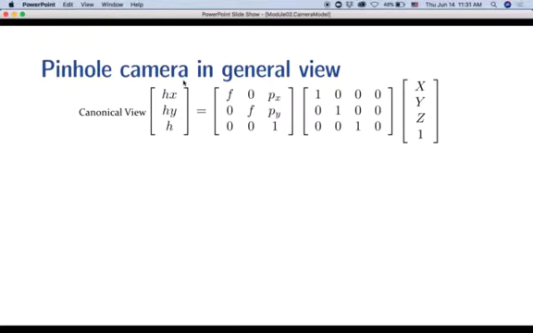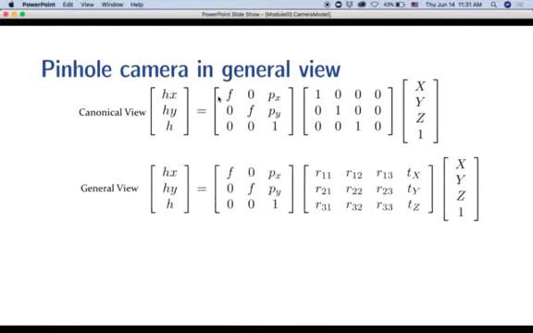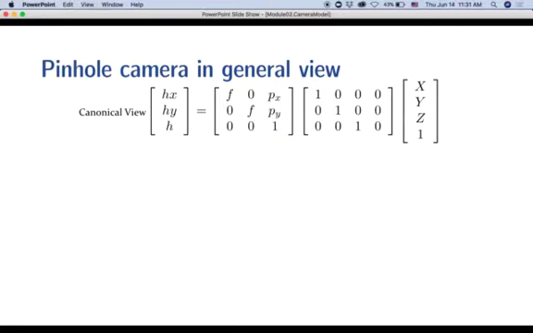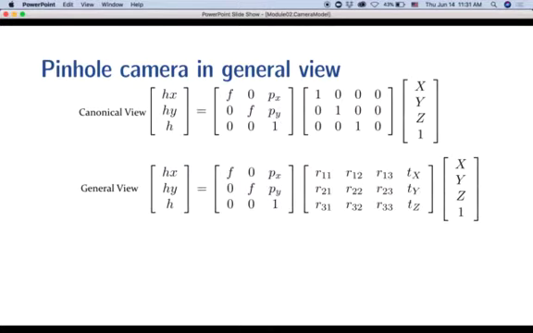If I want to write it in pixel coordinates, there will be an mx and an my here, and this will be x0 and y0. If I want to get it into pixel coordinates, I have to scale according to pixel coordinates. So that's your canonical view, and this is your general view. In the general view, you have an additional transform here. This rotation is no longer identity, and this translation is also no longer identity.